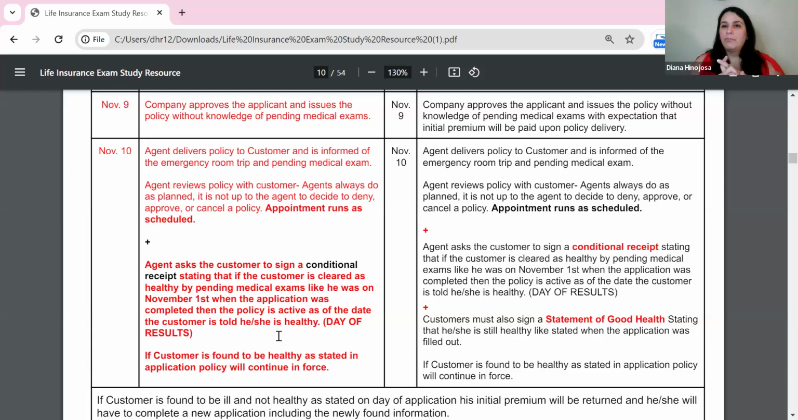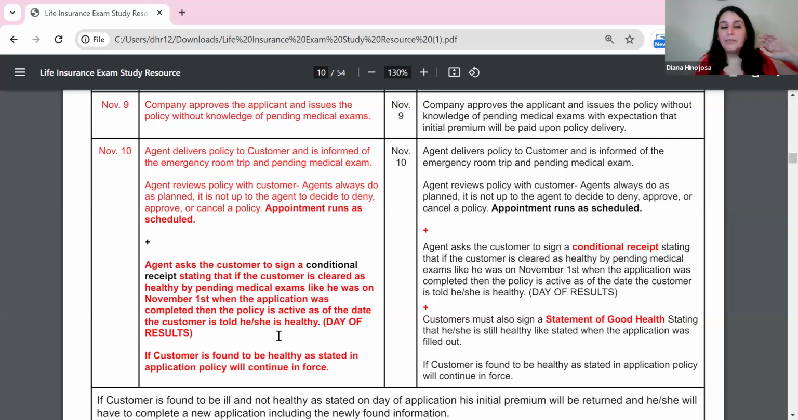If you're healthy and there's nothing wrong with you, when the doctor says you're healthy and there's nothing wrong with you, then the policy is in force. Everything continues just the same. You owe us your next premium on the first of the next month. But if the doctor says you're not healthy and you do have some kind of an issue, okay, the customer has a heart attack, then we're just going to cancel your policy and we're going to refund your money. And then we're going to start over with the new application, taking the heart condition into effect. That's what's going to happen.